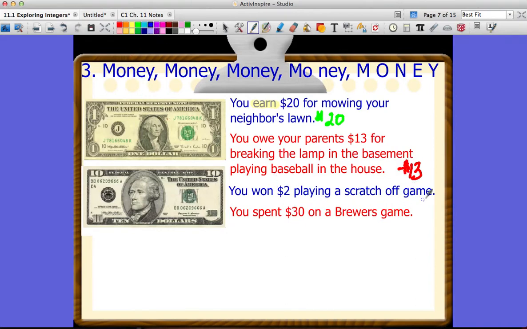You won $2 playing a scratch-off game. That's money that's going into your pocket, so it's a positive $2. And if you spent $30 at the Brewer game, that means it's going out of your pocket and it is a negative $30. So anytime you spend money or borrow money, it's considered to be a negative number. Anytime you earn or deposit money, it is considered a positive number.